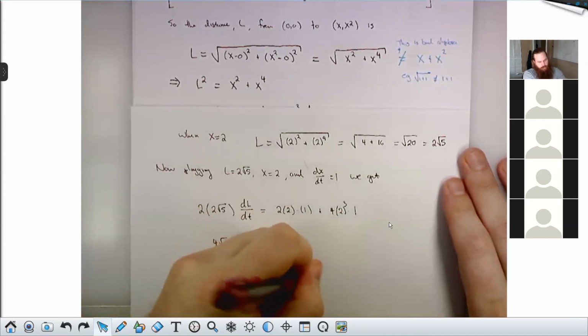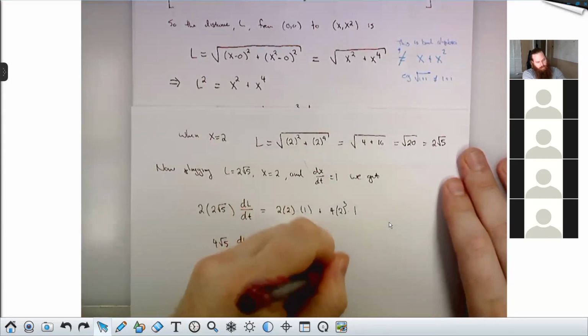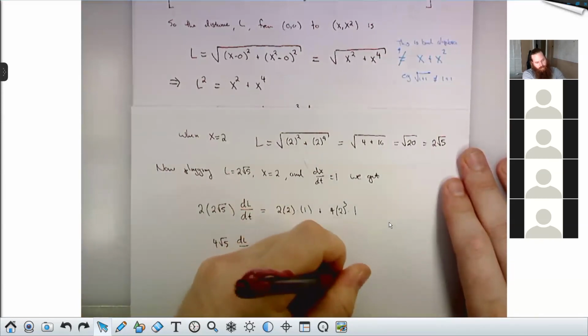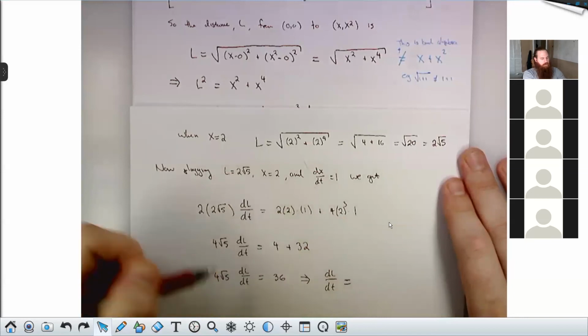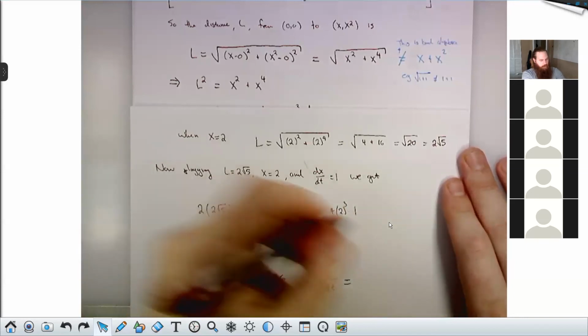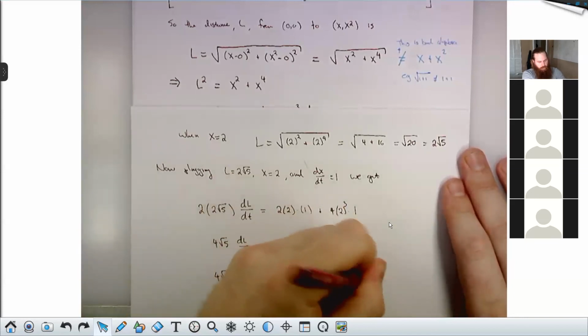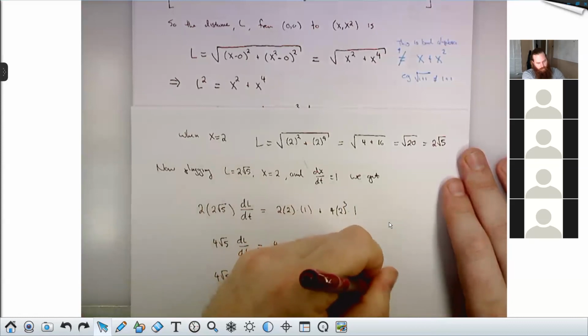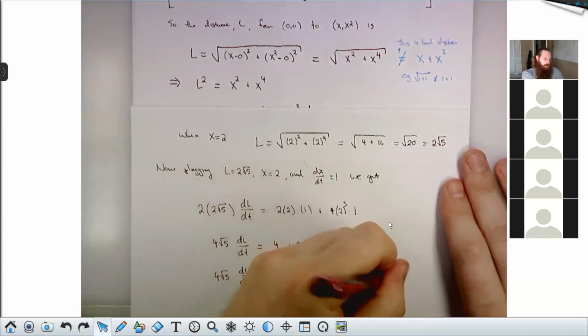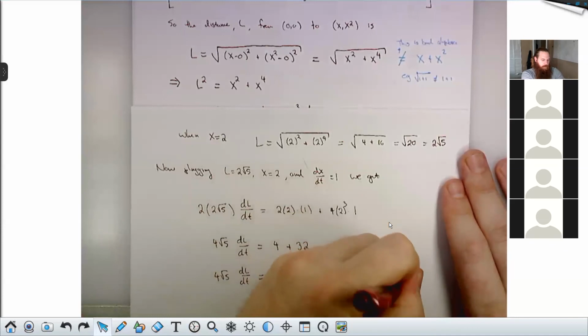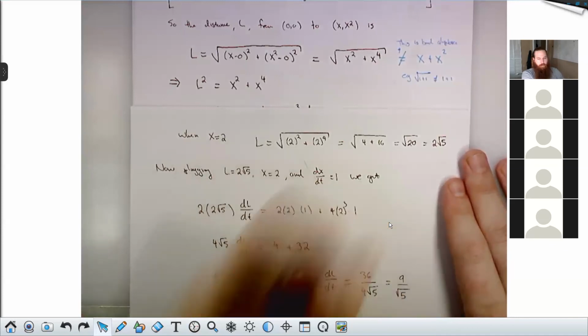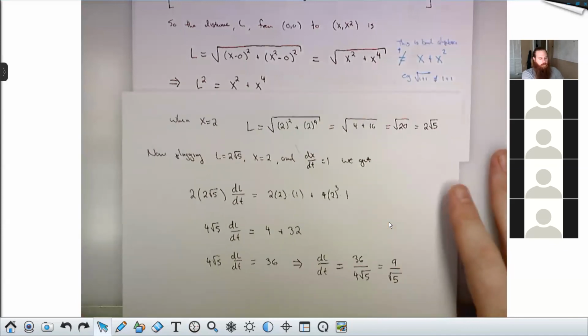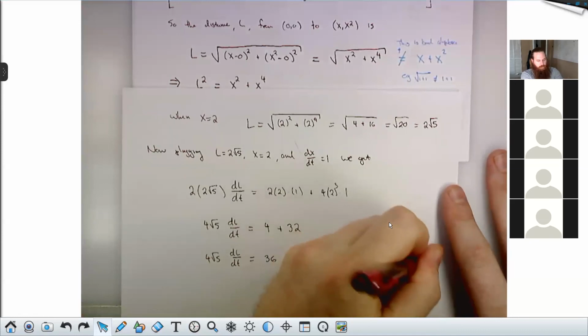which means dL/dt at that moment is 36 divided by 4 root 5, which is just 9 over the square root of 5. And again here, this is units per second.